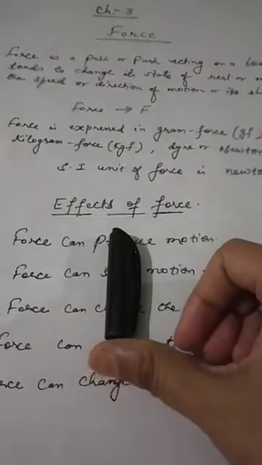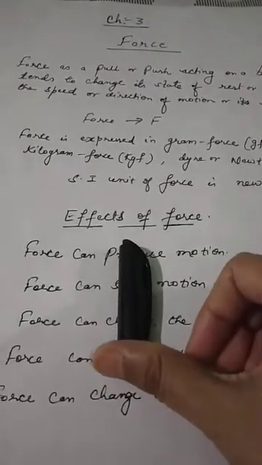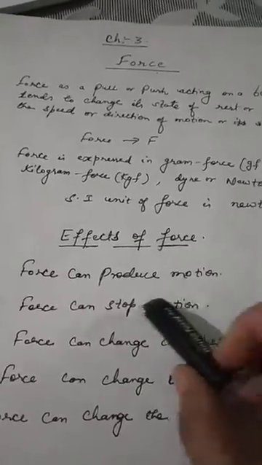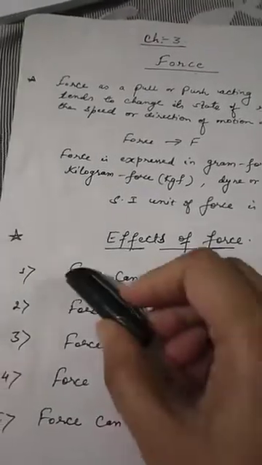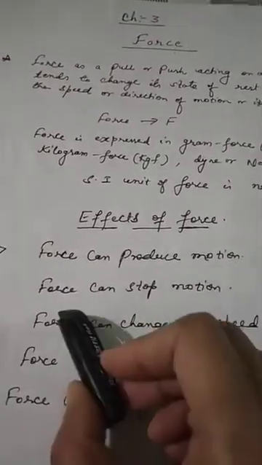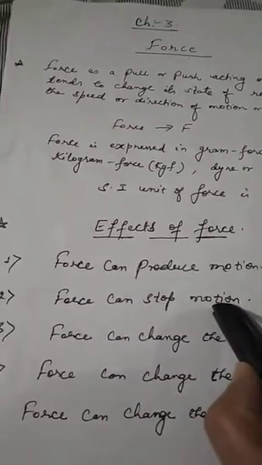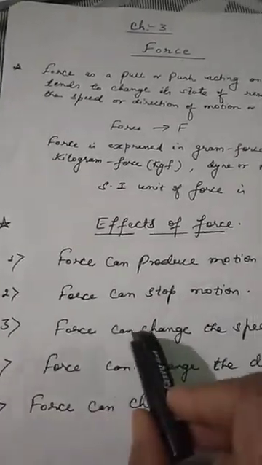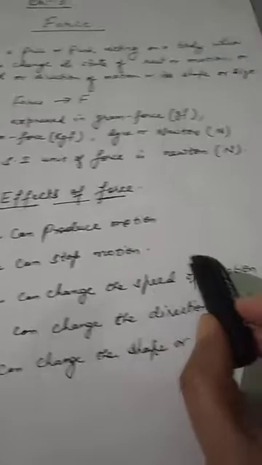So, force can stop a moving body as well as force can make a body move. So, these are the two effects of force. Force can produce motion as well as force can stop the motion of a body. Now, the third point is force can change the speed of motion.